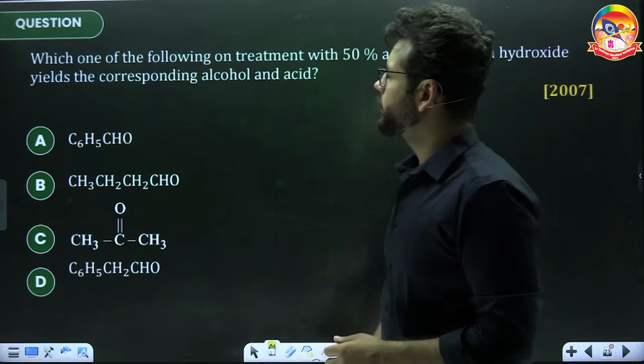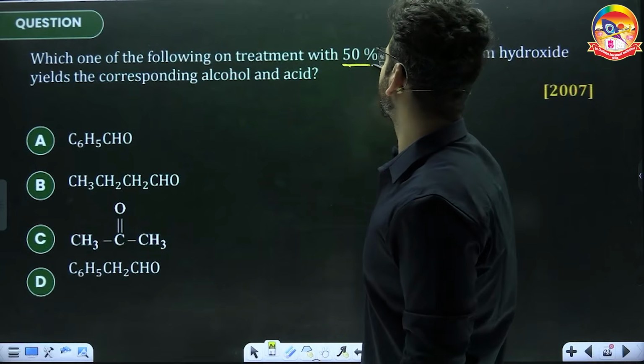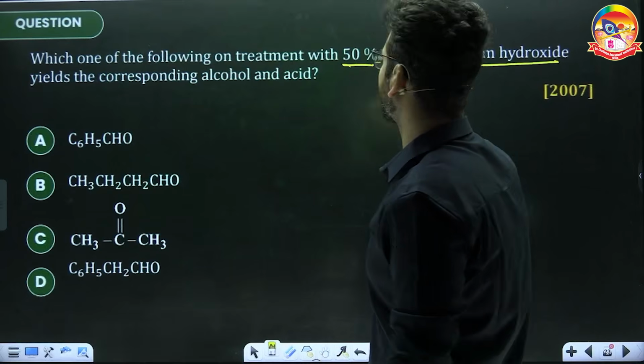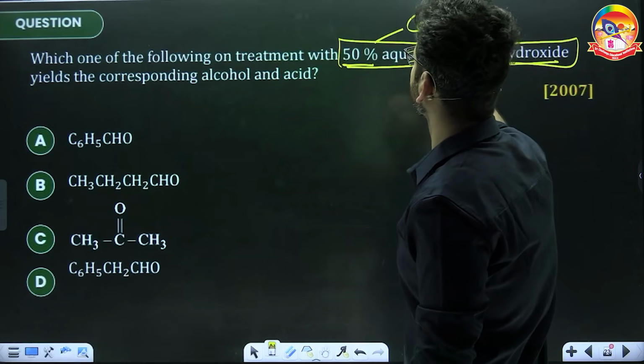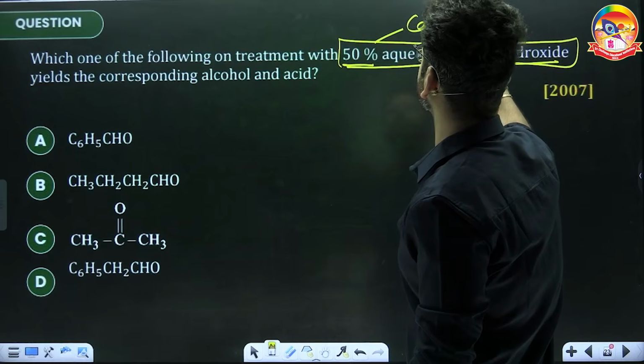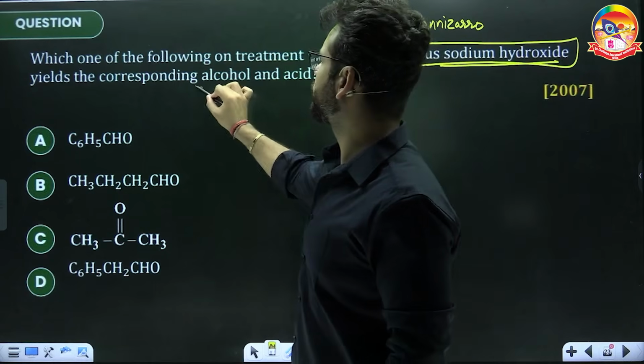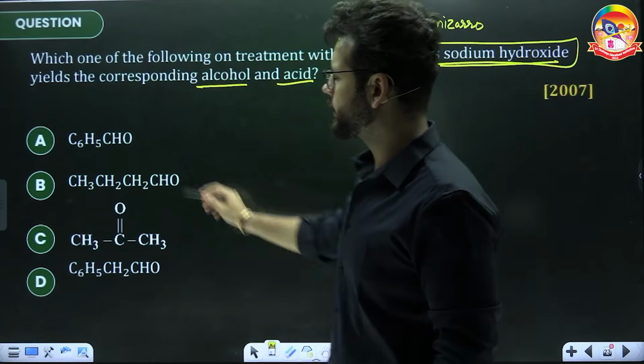Moving on to the next one. Which of the following on treatment with 50% aqueous NaOH yields corresponding alcohol and acid? 50% aqueous NaOH written means directly you can think of Cannizzaro reaction. Yes, A will give.